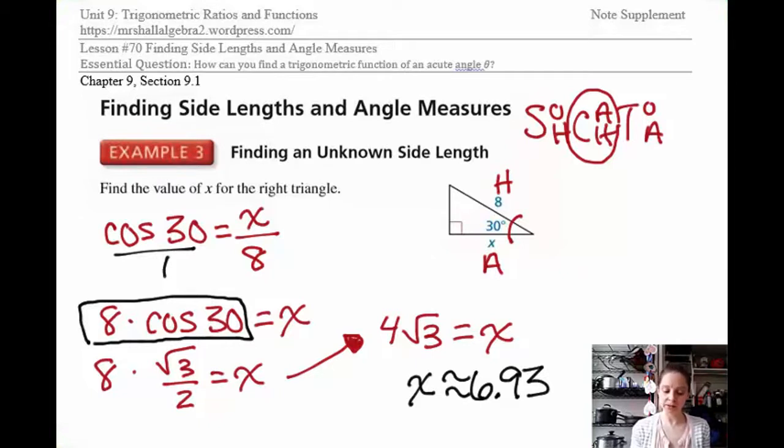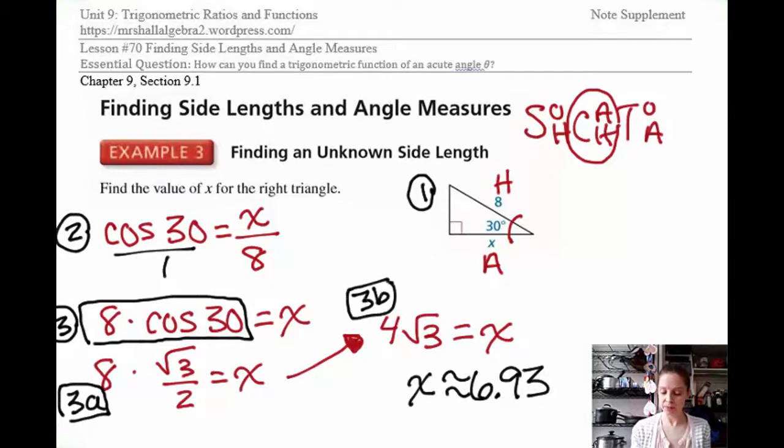Okay, so let me just label the steps. So we first labeled the triangle, which helped us identify that we'd be using cosine. Second, we set up the equation. Third, we cross-multiplied. Now, I'm going to count these as bonus steps. This is going to be 3a and 3b are bonus steps. And no matter what, your fourth step will be the approximate value of x, which is 6.93.